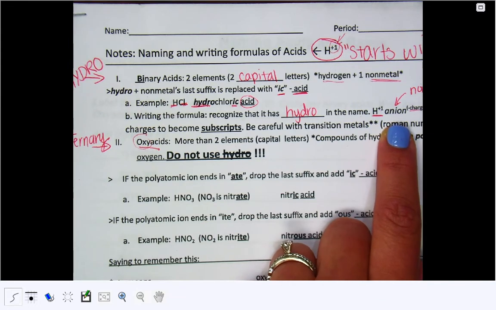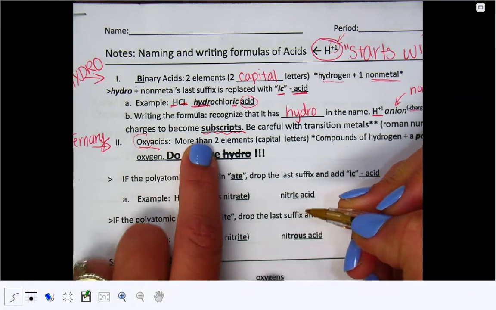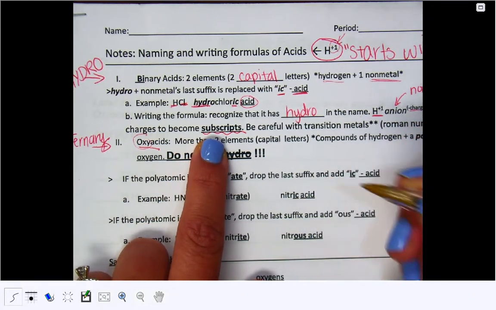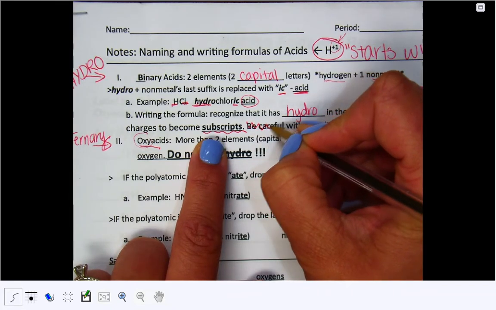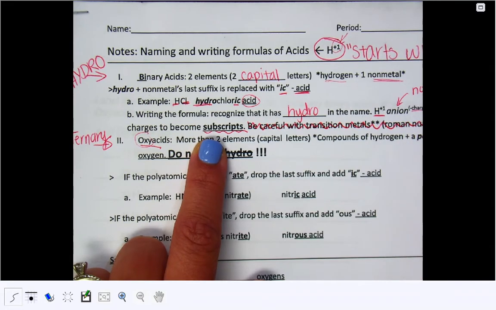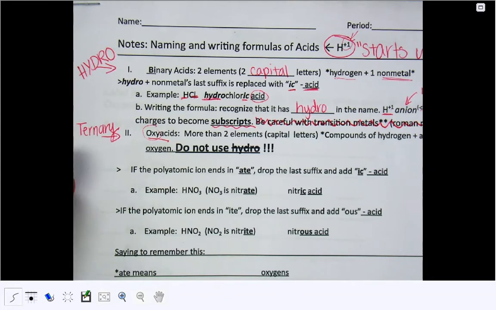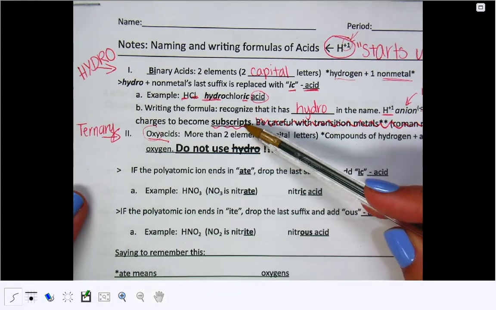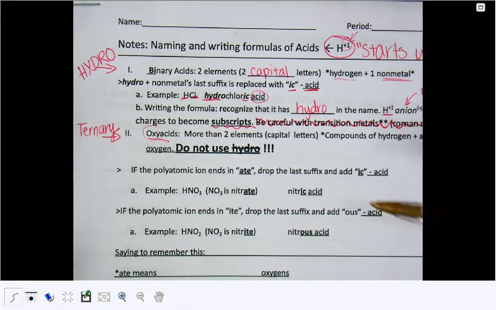We're going to be doing cross and drop, and the charges are going to become subscripts. So the only one that can end up with a subscript is going to be hydrogen. Now, this little statement right here, I want you to cross it out because it has nothing to do with this part with the acids. That had to do with bases, and I forgot to move it down the page. So when we're writing the formula, cross and drop, the H is going to get a subscript if your anion had a special charge. All right, so that's binary.